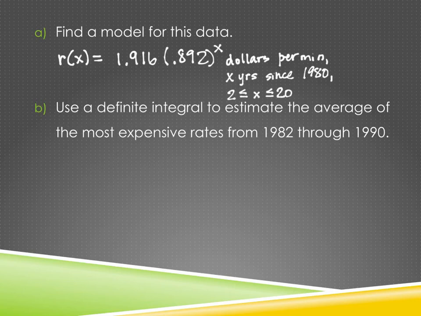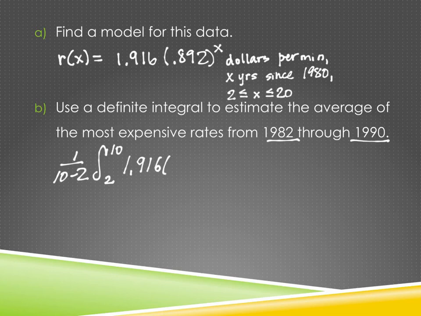So part A is the same thing we did back in section 1.11. Part B, use the definite integral to estimate the average. That's what this section's about. So it wants us to do it from 1982 to 1990. So that's a span of 8 years, or we could say 10 minus 2. So we're going from the year 2 to year 10 of 1.916 times 0.892 to the x dx. So this is 1/8 in front.